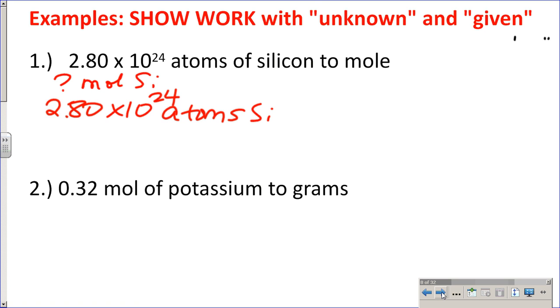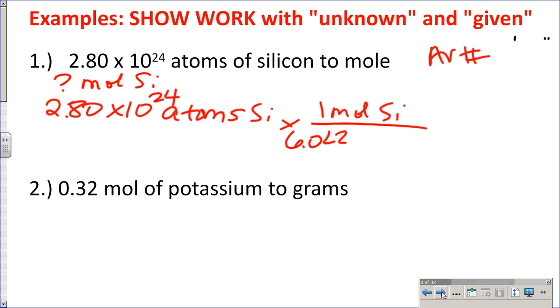Now, we want to get from atoms to moles. Is there a conversion for that? There is. What is it? Avogadro's number, yeah. Okay, so I'm going to use Avogadro's number. What goes on top first? What am I trying to get to? Moles. What number is always going to go with the mole? 1. 1 mole of silicon has 6.022 times 10 to the 23rd atoms of silicon in it.